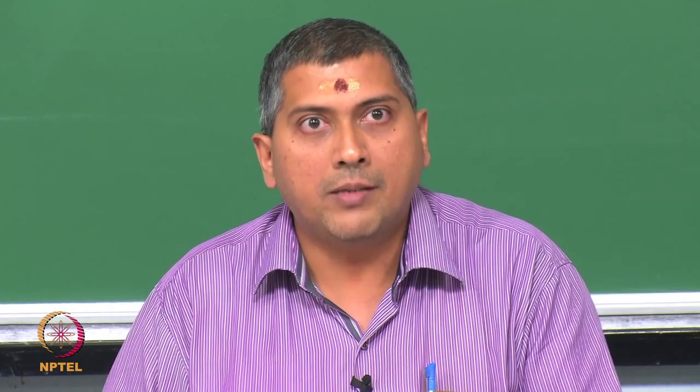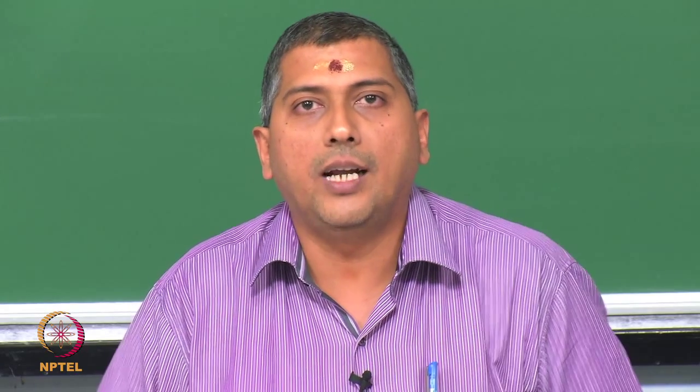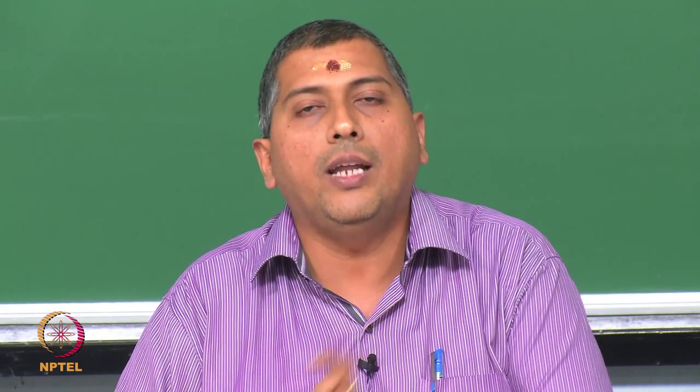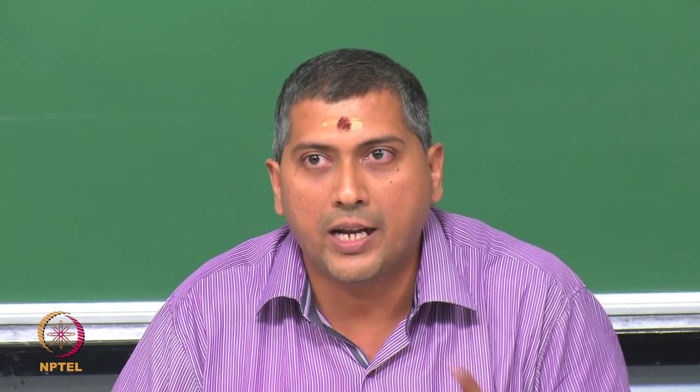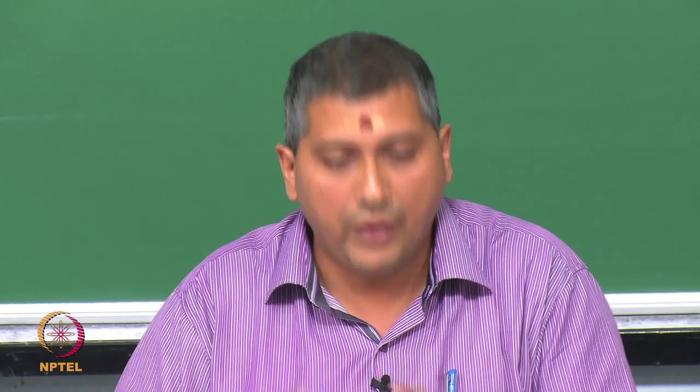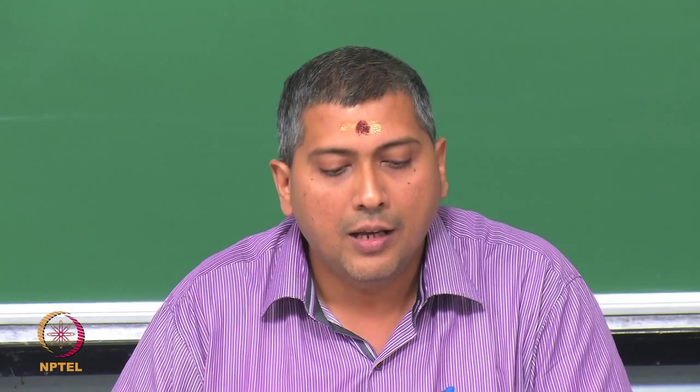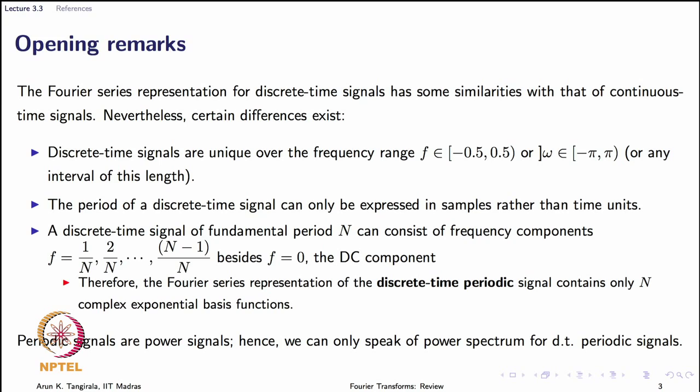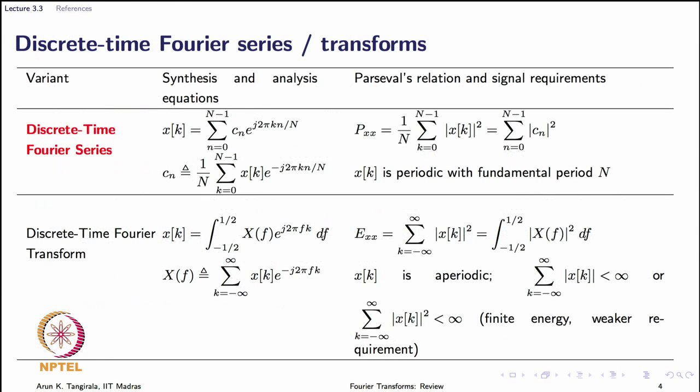So, the main message is that the Fourier representation of the discrete time periodic signal will not include infinite harmonics, but only a finite number of harmonics. That makes life easier, of course, in many ways. And as I mentioned early on, we are dealing with periodic signals, so we are going to talk about power and power spectrum, but not power spectral density, because I am only looking at a discrete set of frequencies.